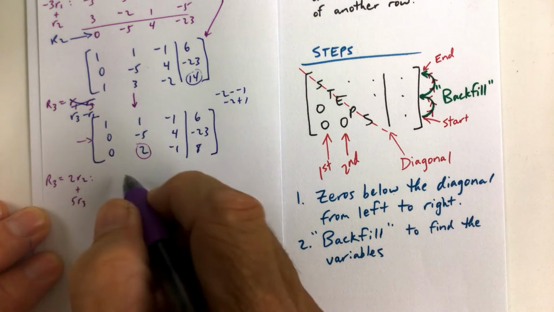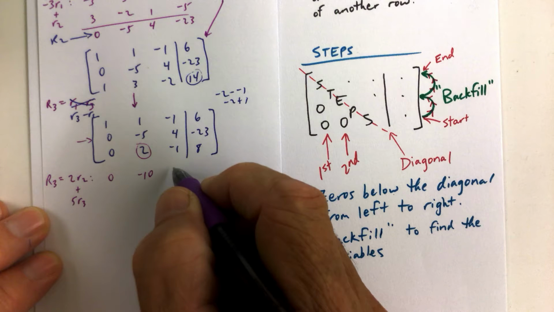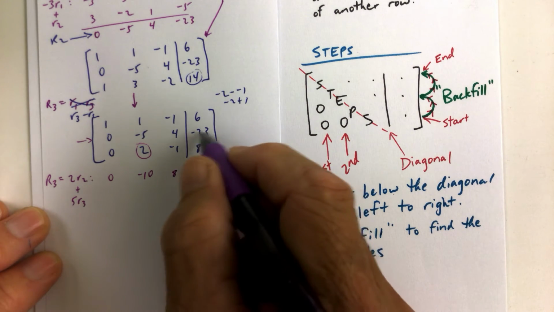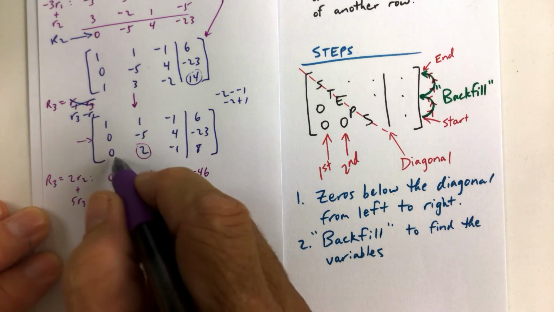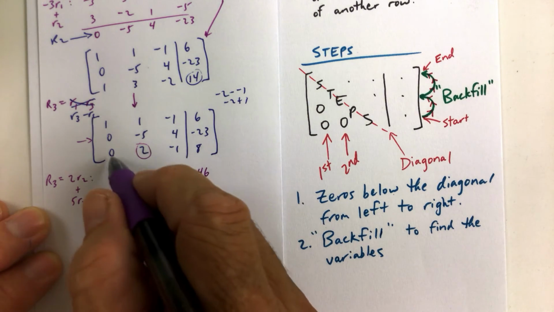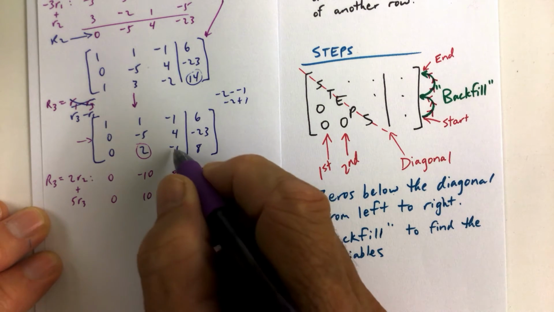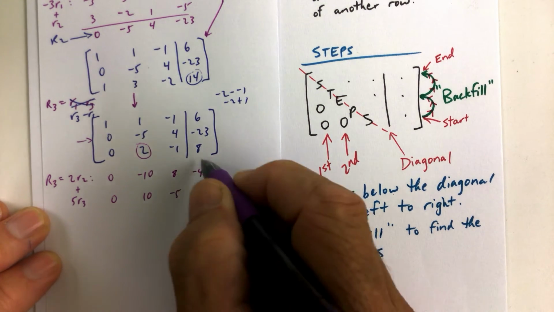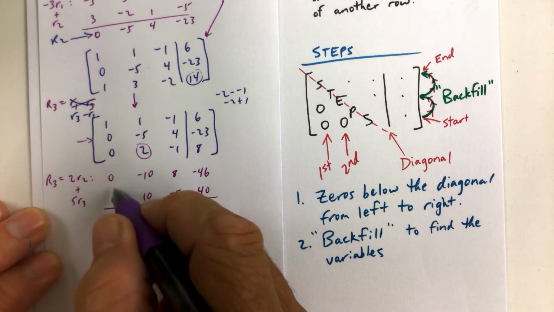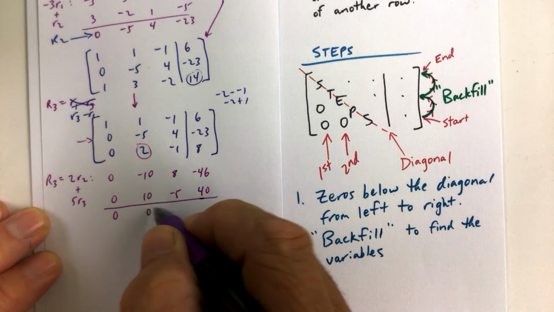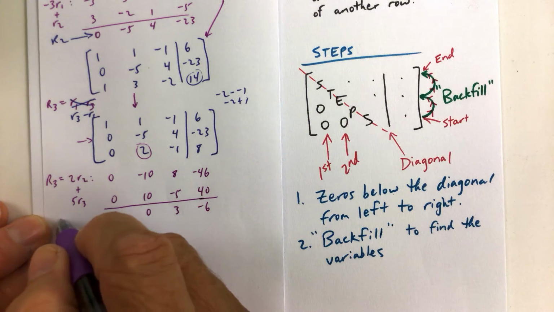2 times row 2 is going to be 0, -10. 2 times 4 is 8. 2 times -23 is -46. 5 times row 3, now 5 times row 3 would be 5 times 0 is 0. 5 times 2 is 10. 5 times -1 is -5, and then 5 times 8 is 40, and that then becomes, once we add these two together, we get 0, 0, 3, and -6. So that's pretty nice because that's our new row 3.